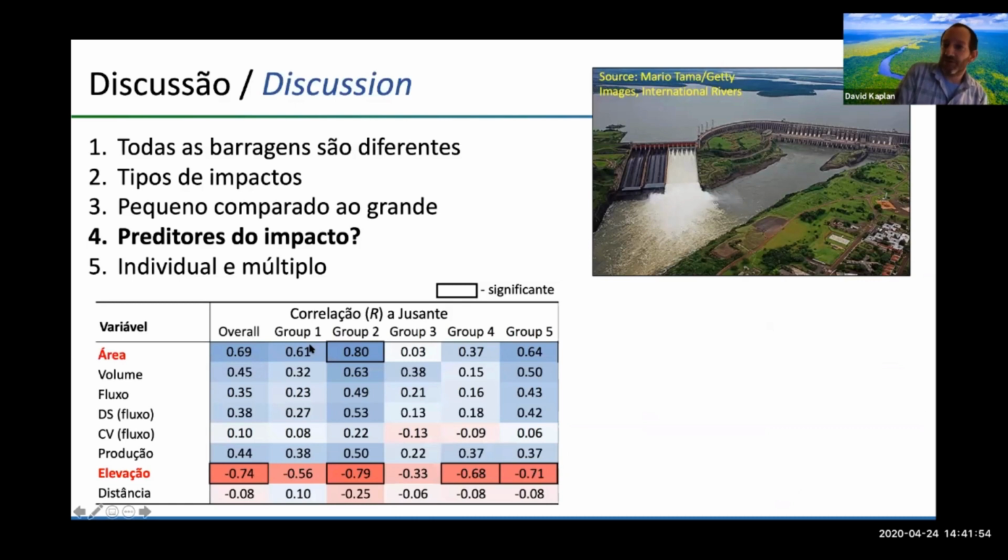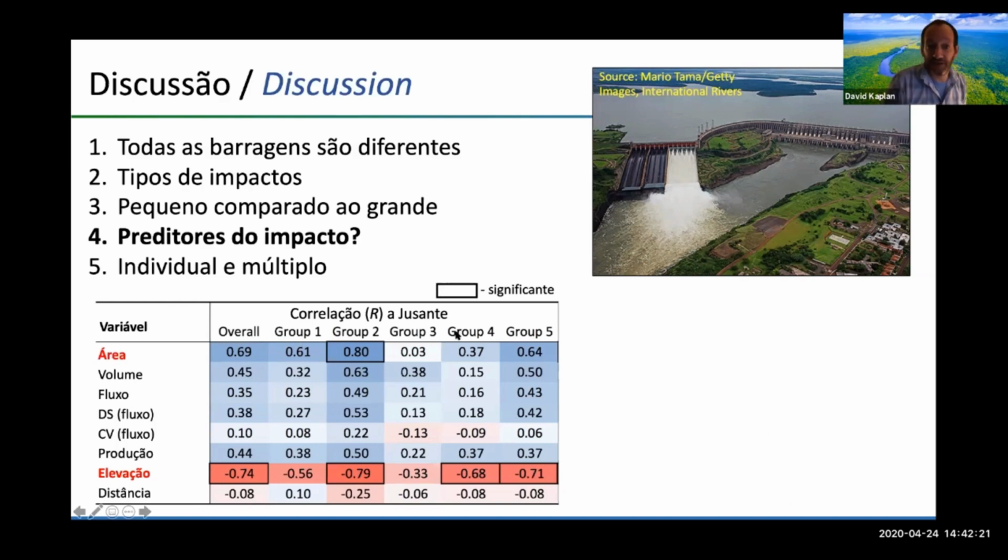Also wanted to know if there was something that we could use to predict how badly the hydrologic regime was impacted. And what I'm showing here is basically for a number of physical, geographic variables about the reservoir, about the flow regime, about the elevation or the distance of the station from the dam: are there correlations with hydrologic alteration? Positive correlations are shown in blue, negative correlations in red, and anywhere that is boxed is a significant relationship.